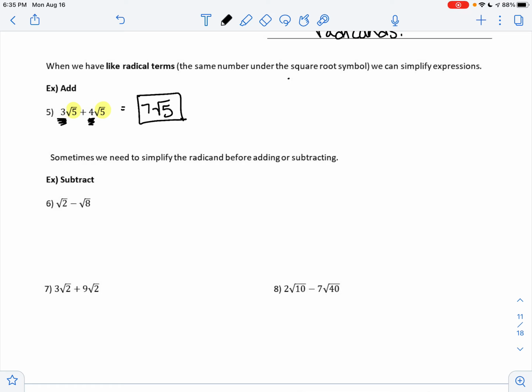Think about this like how you did with polynomials. If I had 3x plus 5x, these are like terms because they both have an x. So now all I have to do is add my coefficients. 3 plus 5 is 8x. So you're going to think about these radicals the same way that you would polynomials.